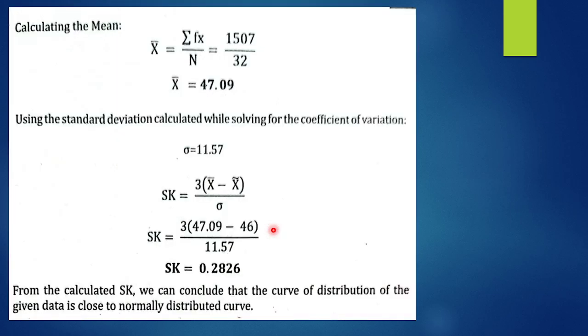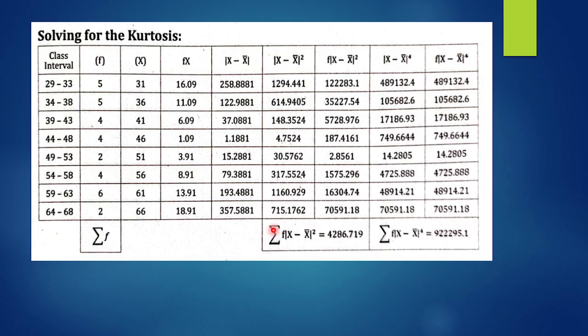Okay, let's continue by calculating the mean using the same formula. The mean is 47.09. Using the standard deviation calculated while solving for the coefficient of variation, that is 11.57, the skewness is equal to 0.2826. From the calculated skewness, we can conclude that the curve of distribution of the given data is close to a normally distributed curve.